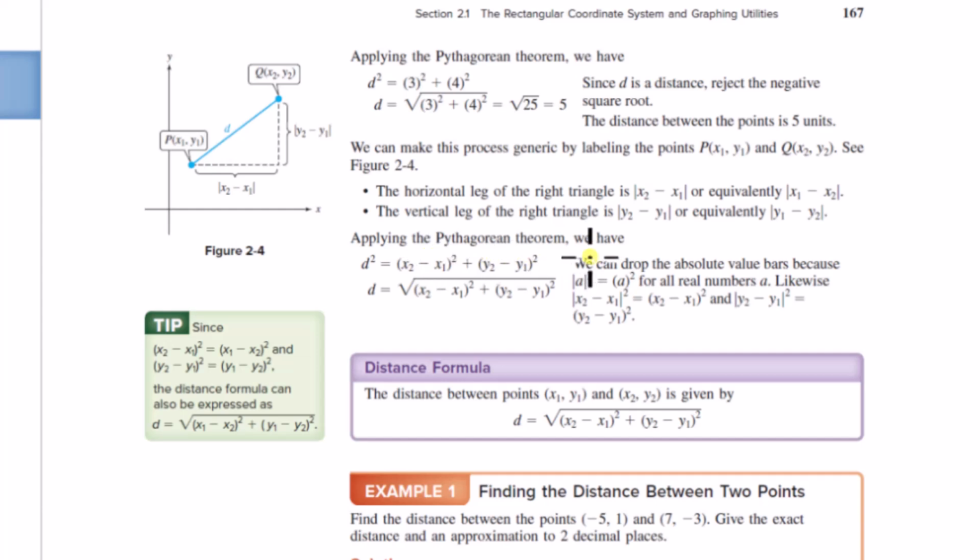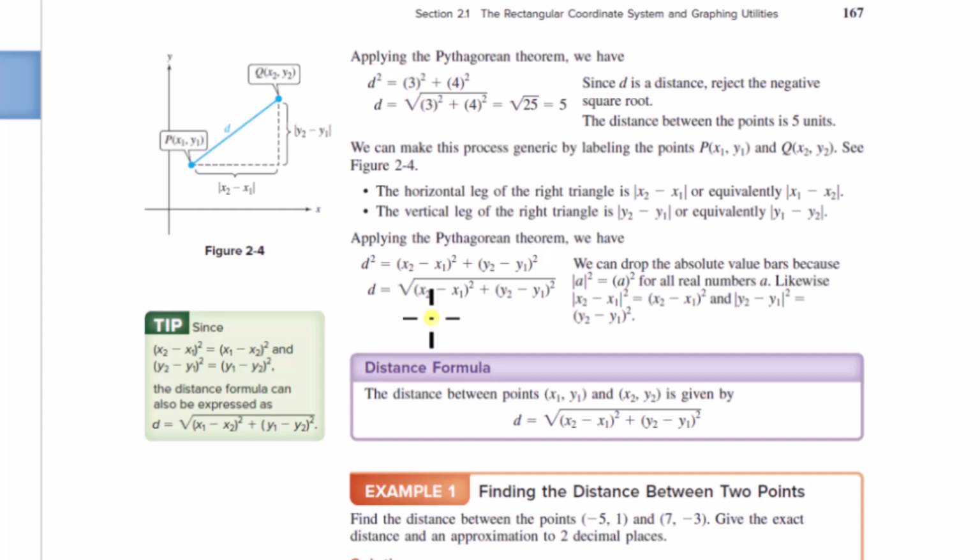Applying the Pythagorean theorem, we've got x2 minus x1 squared plus y2 minus y1 squared, but they drop the absolute value because we're squaring it, so it doesn't matter anyway. And then they take the principal square root of both sides, and there's the distance formula.